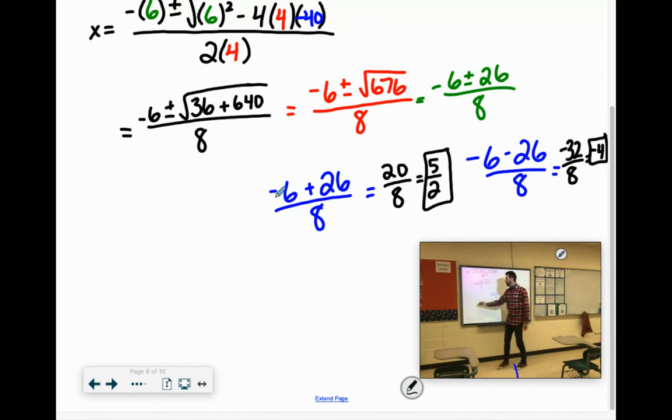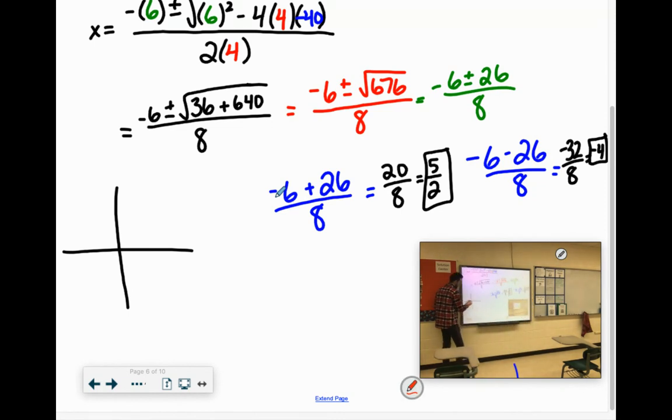Also, remember, all these solutions are where, if you were to graph it, this is where they would cross the x-axis. So it would cross at negative 4, and it would cross at 5/2, which is 2.5. So the graph, the parabola would look something like that.